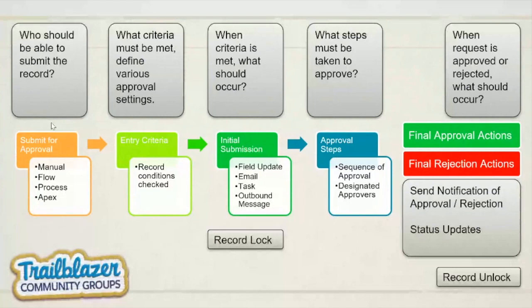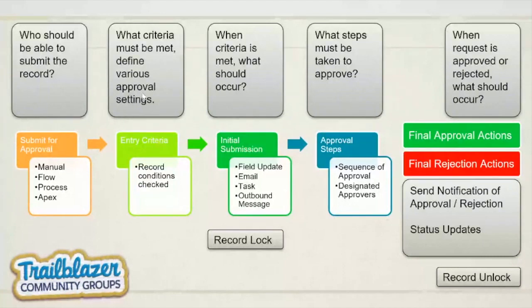Once it is invoked from there, it will go into the approval process as normal, as if somebody had clicked the button. You can also define who can submit the record for approval. You can define if only the record creator can submit or anybody can submit. You can define that on this initial step. Then on the entry criteria, you can define the criteria which should be met before it goes into the approval process. If it doesn't meet those criteria, it would not go into the approval process.